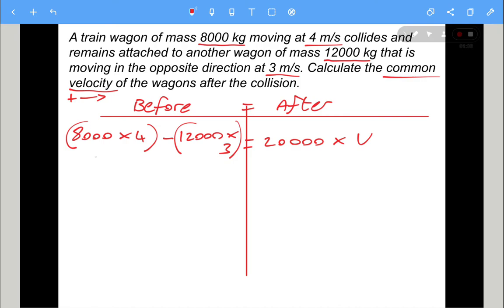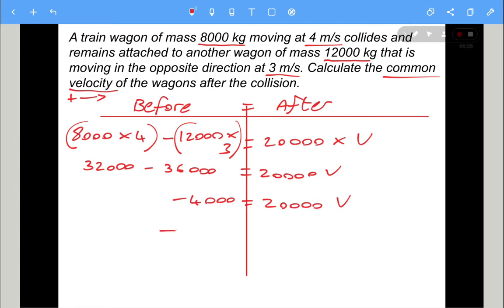So the first one, 8,000 times 4, is simply 32,000. This time, minus 12,000 times 3 gives us minus 36,000, equals 20,000 v. So it's not going to be moving very fast, and you'll see why. So 32,000 minus 36,000 is minus 4,000. We'll see what that means in a minute. Minus 4,000 equals 20,000 times v. So v is simply minus 4,000 divided by 20,000, which gives us minus 0.2 meters per second.